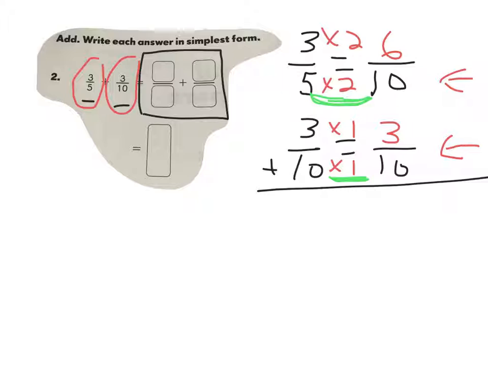So what's 6 plus 3? 9. Okay, so 6 plus 3 is 9, and your denominator stays the same, which is 10. So 6/10 plus 3/10 is 9/10.